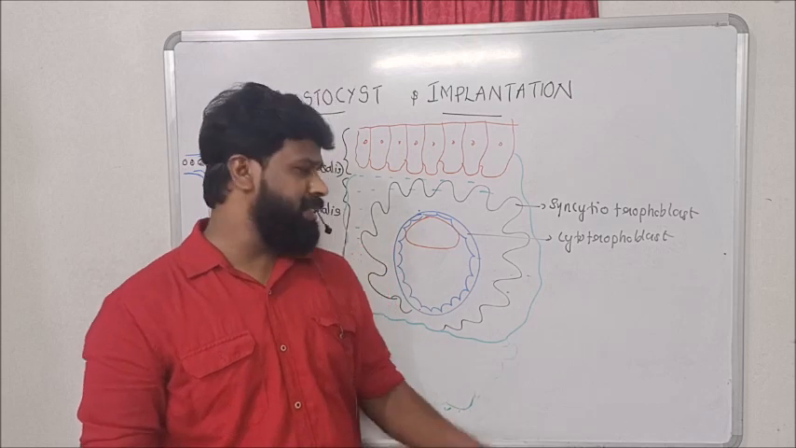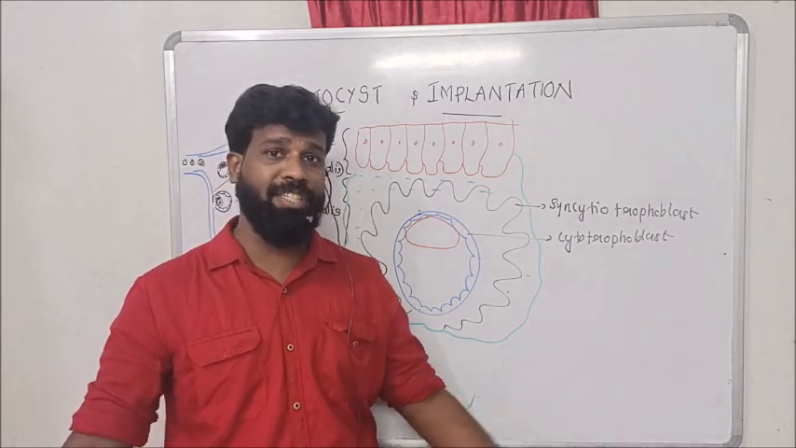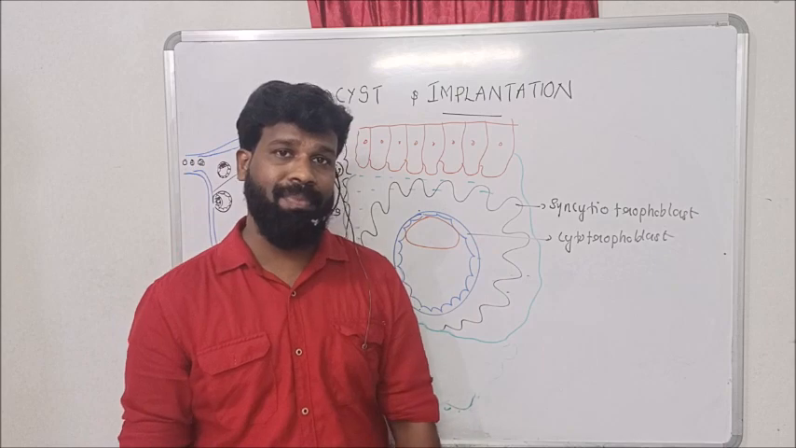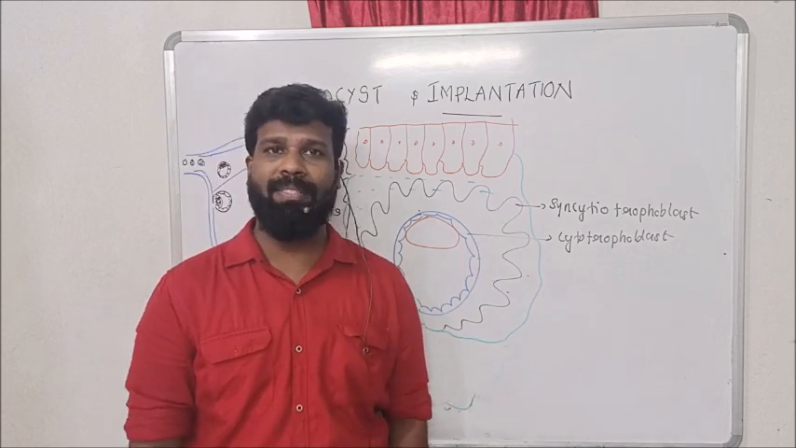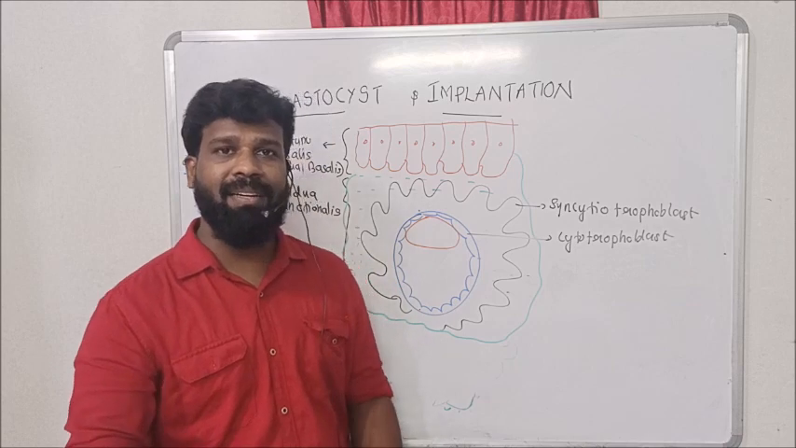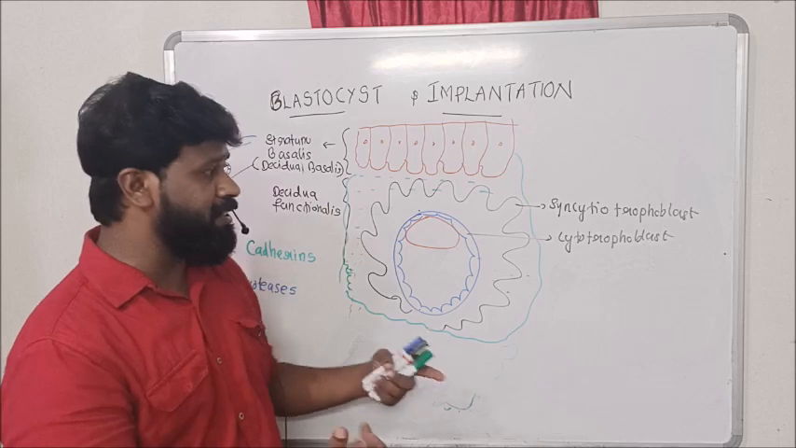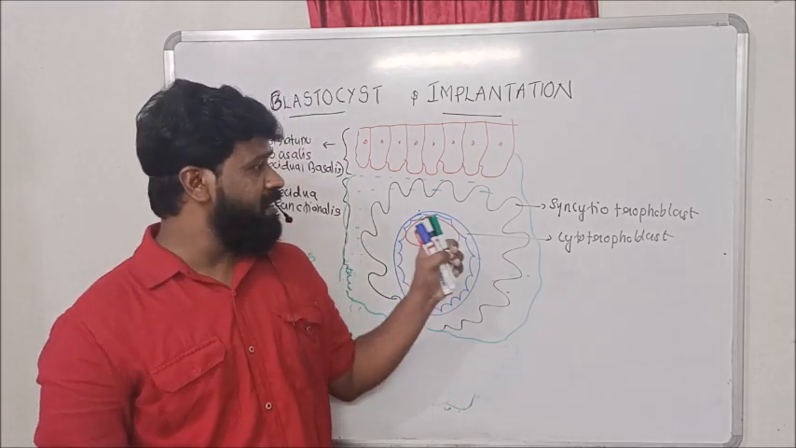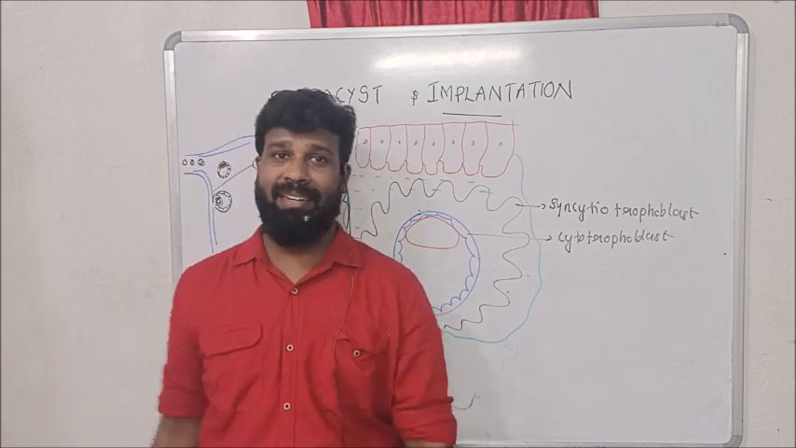Simultaneous with this implantation, a number of changes occur in the cells of the inner cell mass. That means gastrulation takes place. I'll explain gastrulation later in my next video. And a number of changes occur in the syncytial trophoblast and cytotrophoblast, and these will result in the formation of the placenta. I'll explain placenta formation later also. So in this session we completed the structure of the blastocyst and implantation.